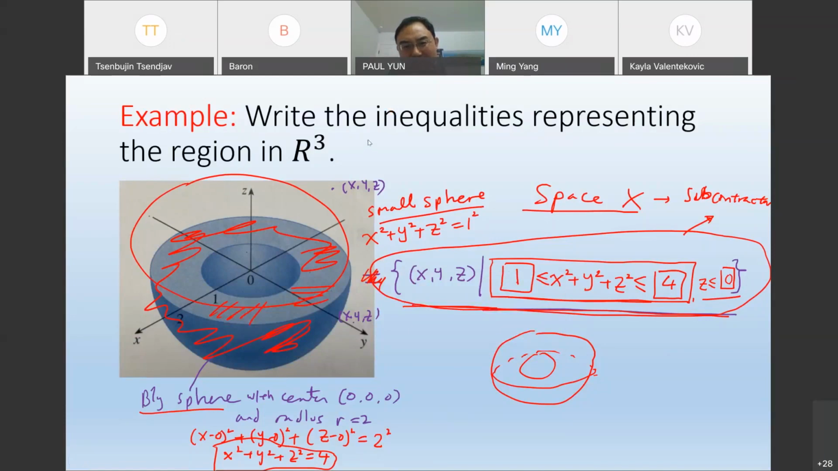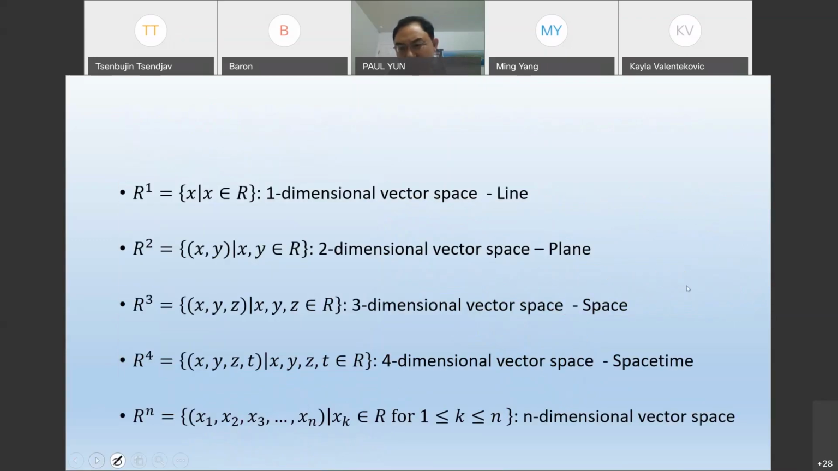So I think your book has an answer, but I think it's better to say set notation here: the collection of all (x, y, z) satisfying, or such that, the following condition. Once you collect all the x, y, z satisfying this condition, then they will make this shape. Okay, good. Any questions? All right, so here's some notation. This is what you're going to learn in math, basically.